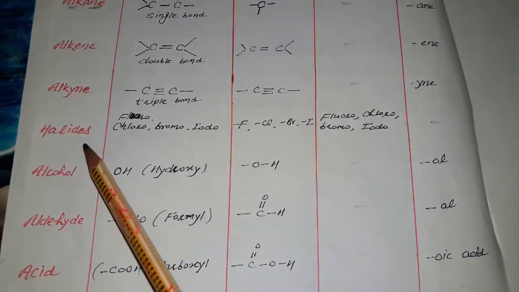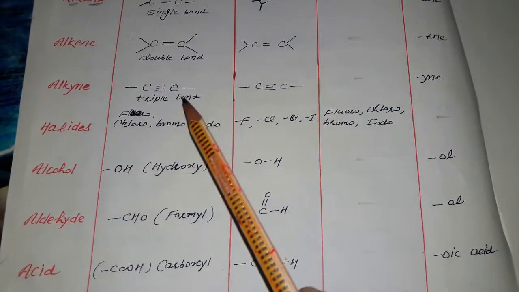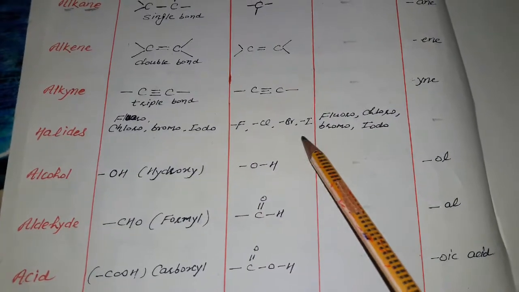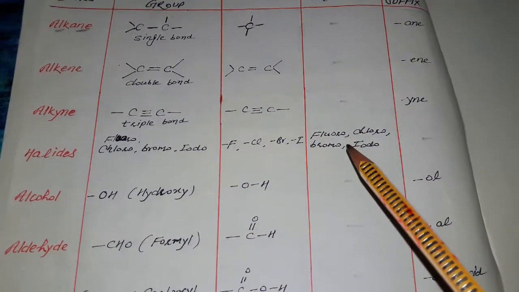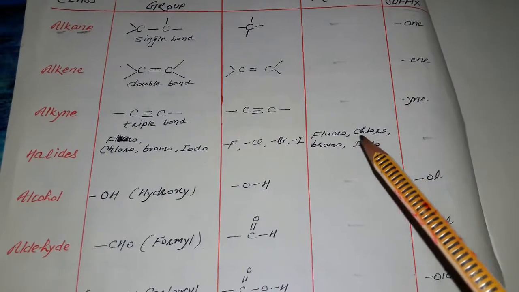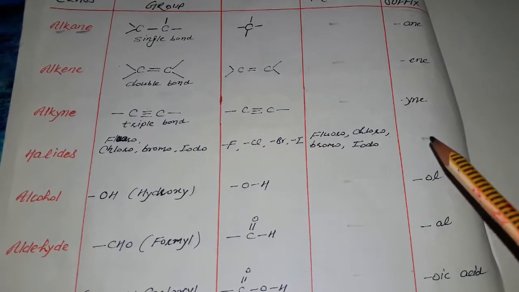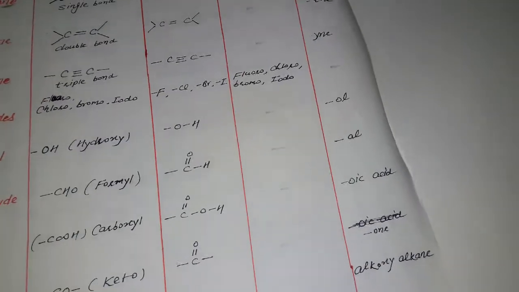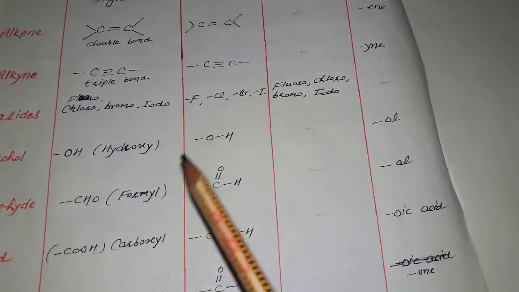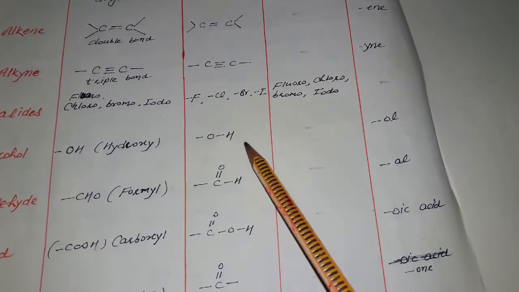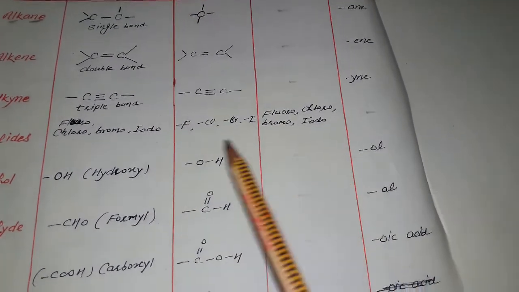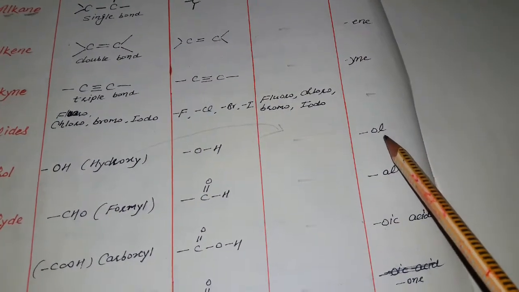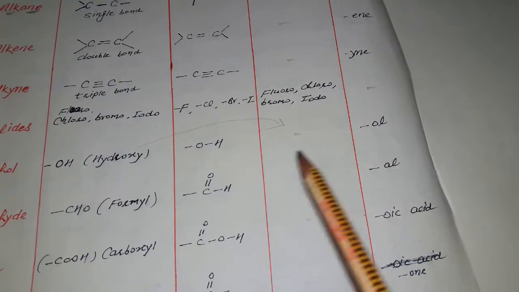Next are halides. When halo groups are attached to the alkyl group: fluoro, chloro, bromo, iodo. These are the structural representations, and we use the prefix names fluoro, chloro, bromo, iodo. We don't use these as a suffix. Alcohol is the OH group. The functional group is represented with OH. This is the open structure, and as a prefix we use hydroxy, but as a suffix, as a functional group, we use the word ol.